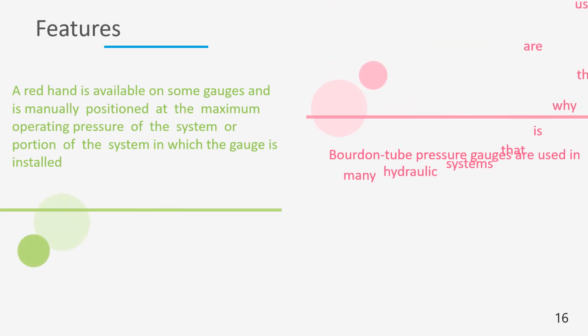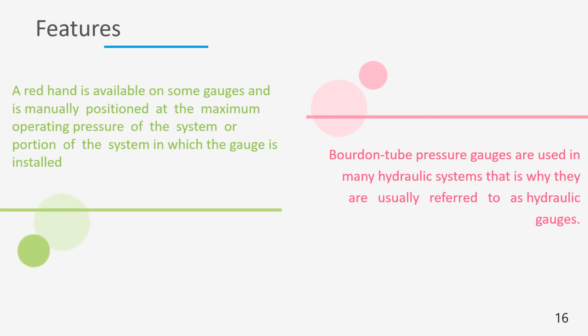The features: a red hand is available on some gauges and is manually positioned at the maximum operating pressure of the system or portion of the system in which the gauge is installed. Bourdon tube pressure gauges are used in many hydraulic systems. That is why they are usually referred to as hydraulic gauges. So that's the main importance of Bourdon tube pressure gauges for hydraulic systems.